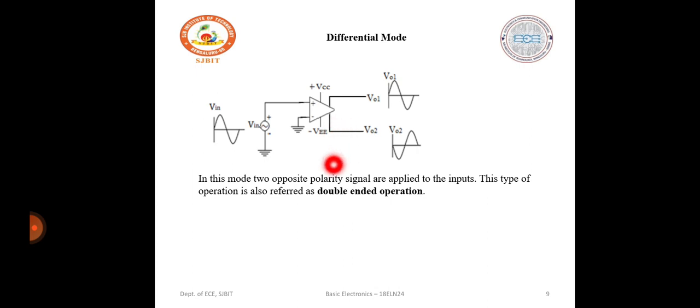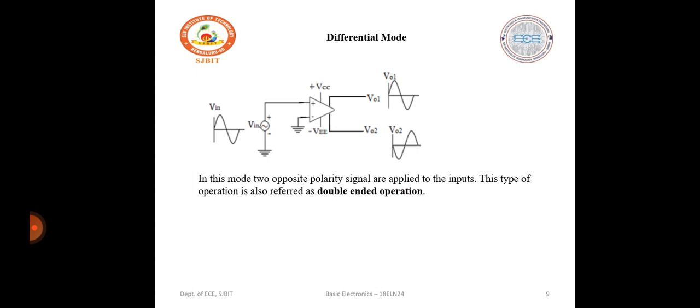The basic principle behind this differential mode is superposition. The output is equal to the sum of the individual outputs. The individual outputs V01 and V02 in each case are added up and the total output is doubled. So in this mode, two opposite polarity signals are applied to the inputs and this operation is referred to as double-ended operation.